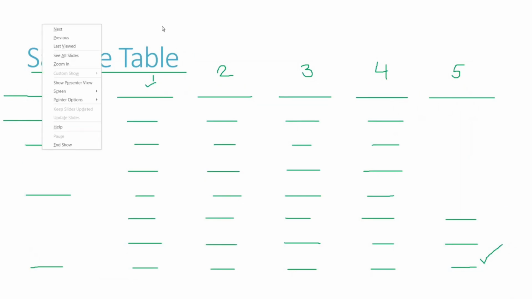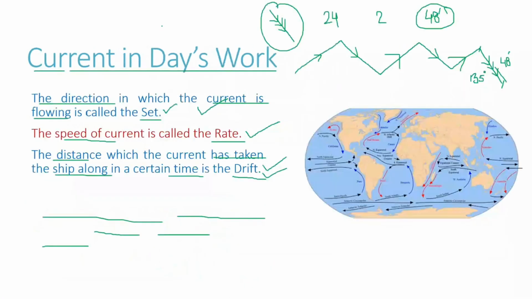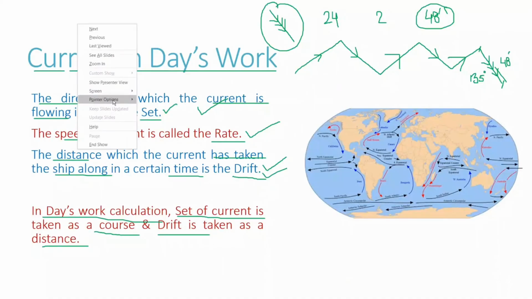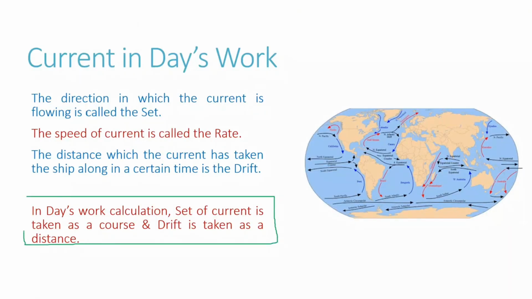ओके बेटा, तो फर्स्ट लेट मी टेल यू कि ये लेना कैसे है. ये देखो मैंने जो करंट वाला आपको दिखाया था, what is written here, in the DR work calculation, the set of the current is taken as a course and the drift of the current is taken as a distance. तो हमने करंट का जो सेट था उसे अपना कोर्स माना और जो ड्रिफ्ट था उसे अपना डिस्टेंस माना. राइट बेटा, अप टू हियर ओके?